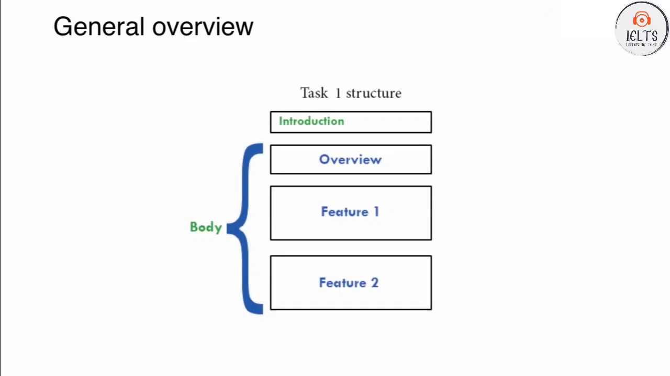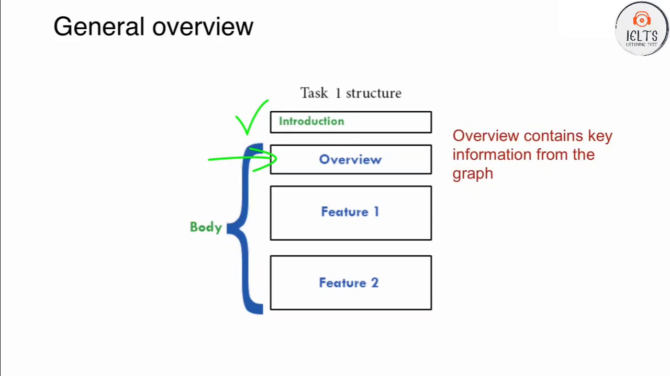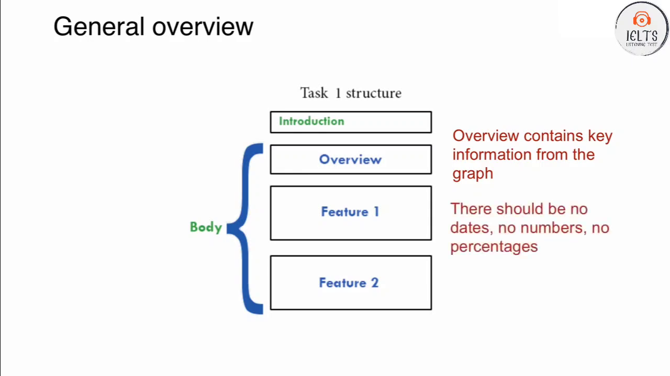Now let's move on to the next paragraph. After you have written the introduction, it's time to write an overview. An overview is a paragraph that contains all the key information from the graph. When giving an overview, you should not state any specific details. You should simply write what's happening on the graph overall.